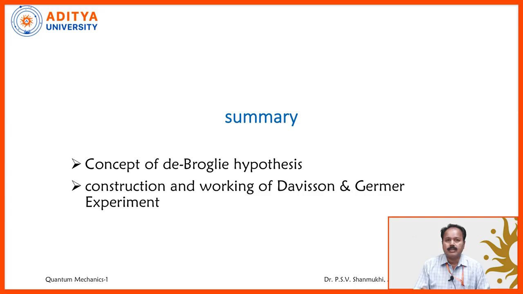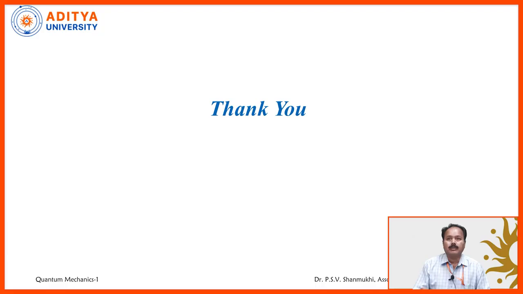Coming to the summary, in this article we have observed what the de Broglie hypothesis is, its statement. Next, to verify the de Broglie hypothesis, we took one experimental evidence, the Davisson-Germer experiment, its construction and working, to prove the de Broglie hypothesis. Okay, thank you.